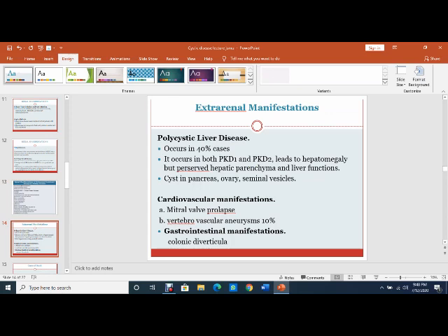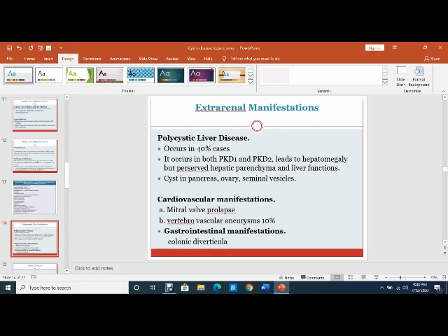So after the renal manifestations of polycystic kidney disease, now the extrarenal manifestations, other than the kidney, that occur in 40% of the cases. It occurs in both PKD1 and PKD2, and leads to hepatomegaly, but preserved hepatic parenchyma and liver function. Cysts can occur in the pancreas, ovary, and seminal vesicles.